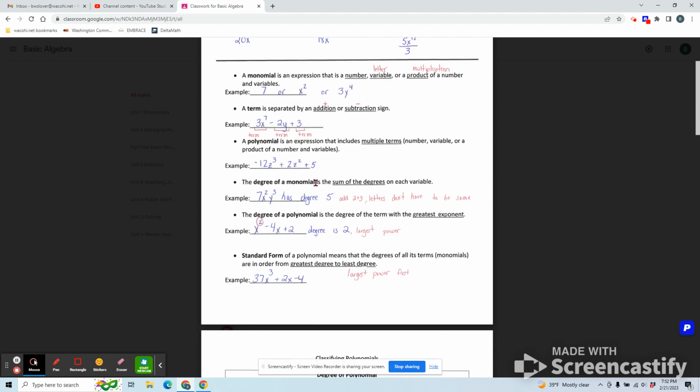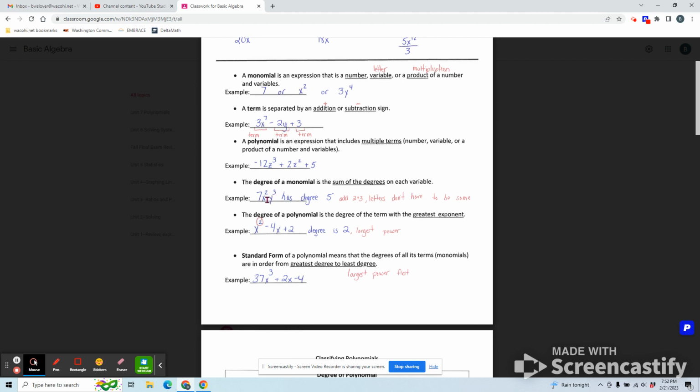The degree of a monomial, so one term, is the sum of degrees of each variable. So here's our example. 7x squared y cubed has a degree of 5. And you may be thinking, well, Mr. Silver, how does that have a degree of 5? I see a 7, a 2, and a 3. We are only focusing on the exponents. I don't care about the 7. That's a coefficient. It has nothing to do with my degree of a monomial. I focus only on the exponents.